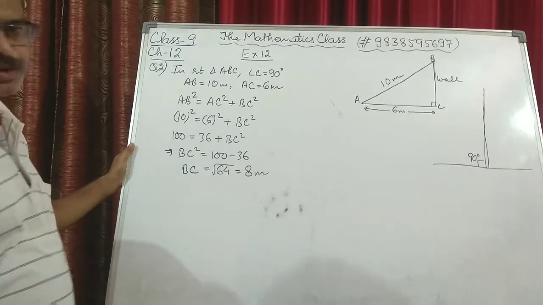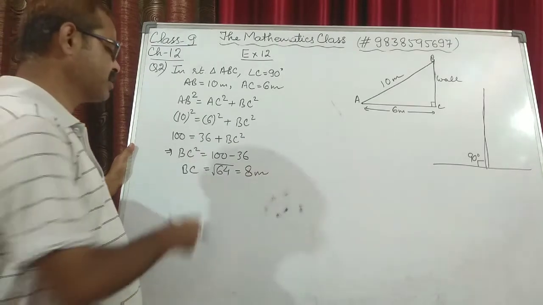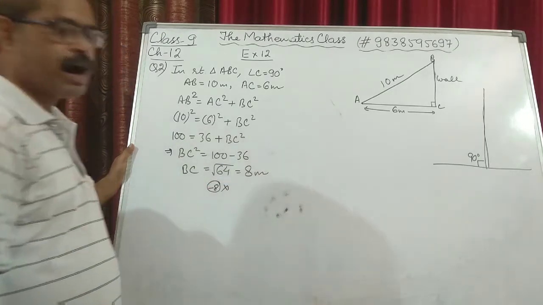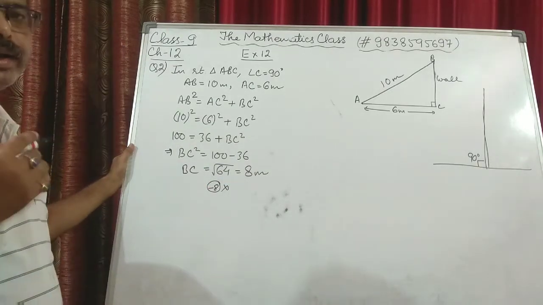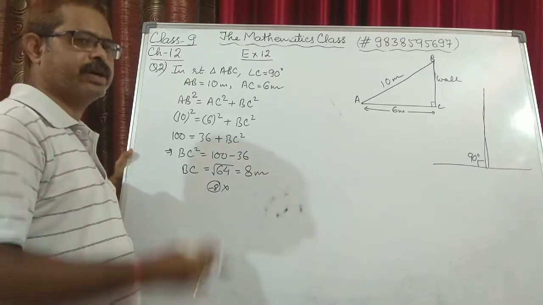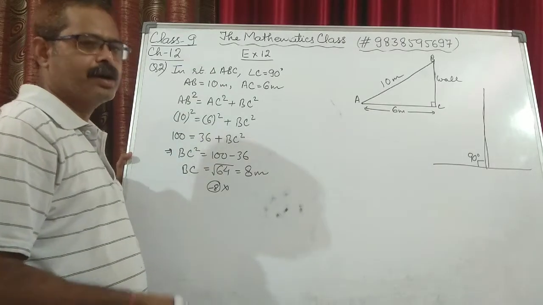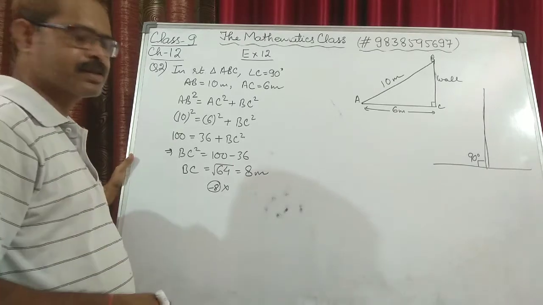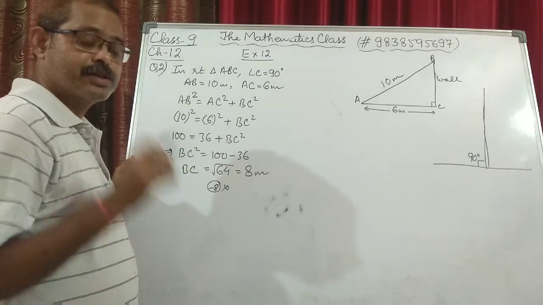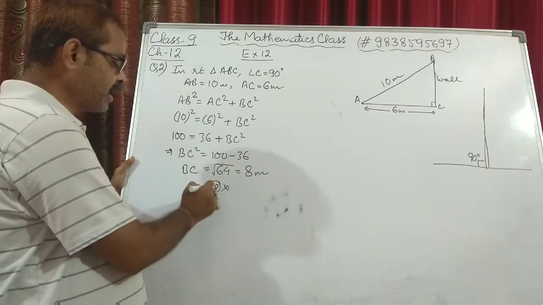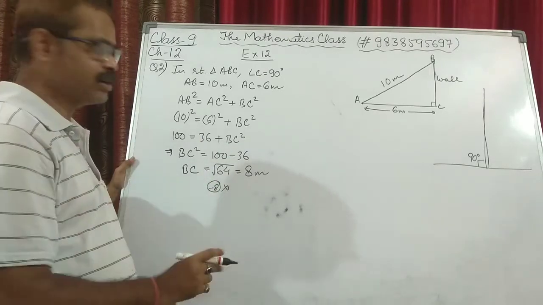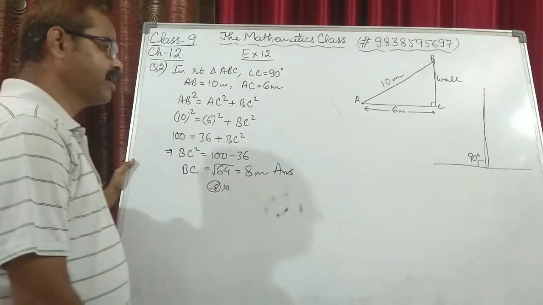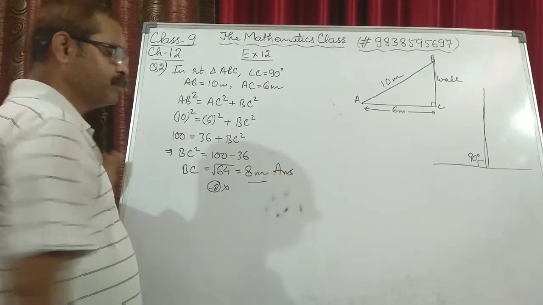Though root 64 has two values, plus 8 and minus 8, we will not take minus 8 because height is basically a vertical distance, and distance cannot be negative. You must have studied this in physics, that distance is always positive. So the negative value of BC will not be considered. So the height of the wall where the ladder reaches is 8 meters.